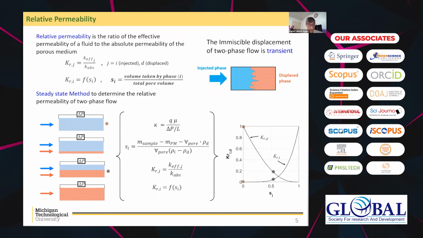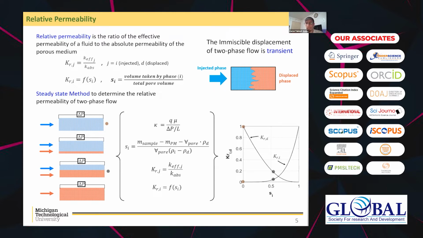In the case of two-phase flow, two fluids are injected at different fractions, starting from single phase for phase one, then including the other phase and so on until ending with the other one. Using the Darcy equation and weighing the sample after each test, we can estimate the relative permeability for each phase.